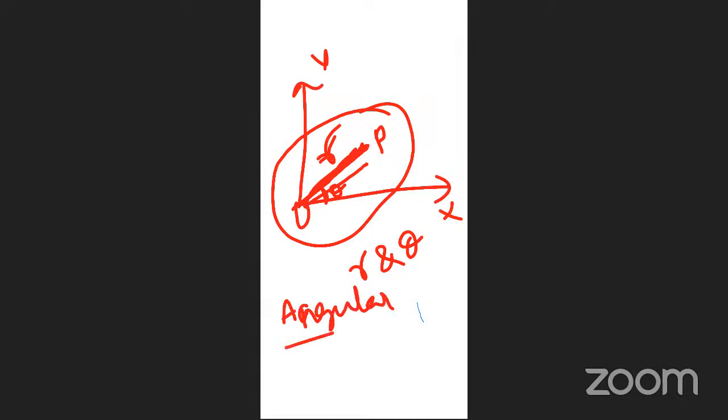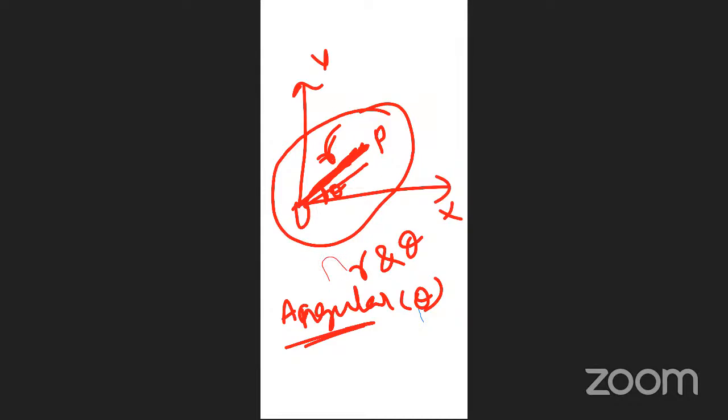Angular position is theta. The particle P rotates in a circle of radius R, and theta is increasing in the anti-clockwise direction. The anti-clockwise direction is taken as positive, whereas theta in the clockwise direction is taken as a negative value.